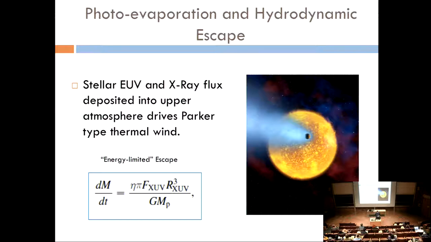So what is photoevaporation or hydrodynamic escape? Basically, you have a star with enough EUV and X-ray flux that those photons are deposited into the atmosphere and heat it up to the point where you drive a Parker-type thermal wind. You get temperatures of around 10,000 degrees, which is enough to allow the material to expand away. There is a classic formalism for this, which goes back to, I believe, 1981, called energy-limited escape, where the mass loss rate from the planet's atmosphere is proportional to the XUV flux, the mass of the planet, and the radius of the planet. So what are the consequences of this?